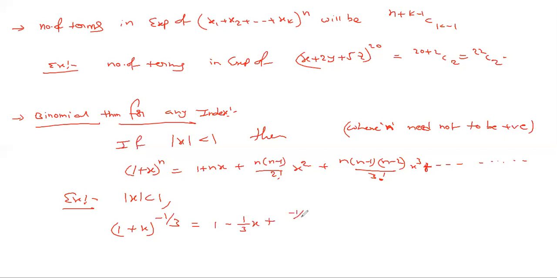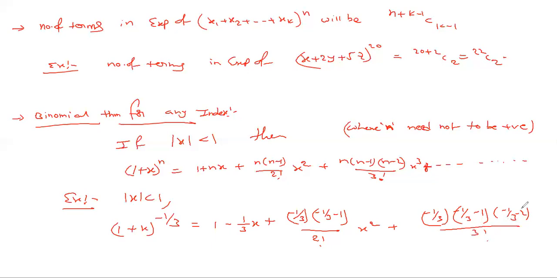plus negative 1 by 3 into negative 1 by 3 minus 1, okay, n into n minus 1 divided by 2 factorial into x square, okay. So plus negative 1 by 3 into negative 1 by 3 minus 1 into negative 1 by 3 minus 2 divided by 3 factorial into x cube plus and so on, goes on infinitely, okay. Let us do one thing, let us simplify this.